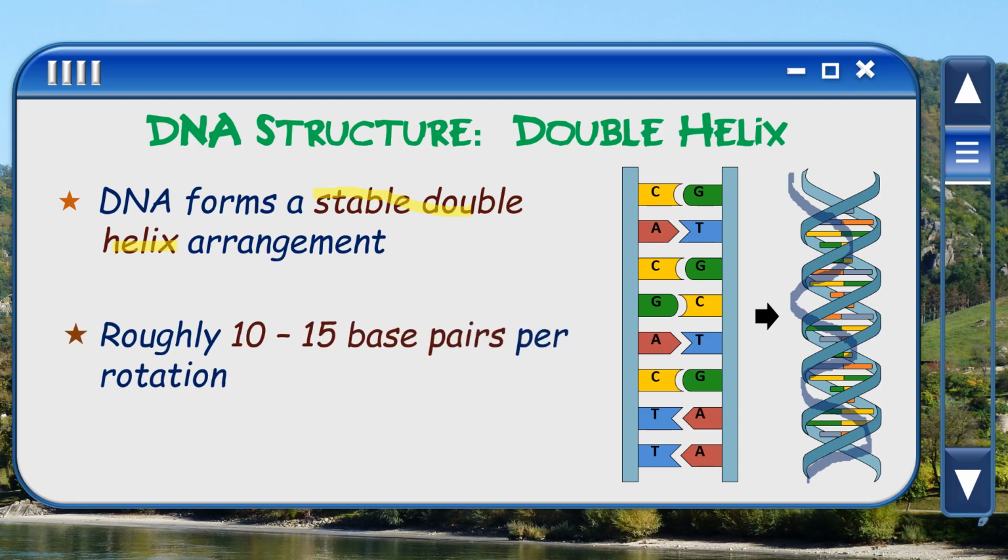Roughly 10 to 15 base pairs per rotation. Every rotation has about 10 to 15 base pairs. So as you rotate from here and come around like this, one rotation of a strand, you can find there 10 to 15 base pairs per rotation.